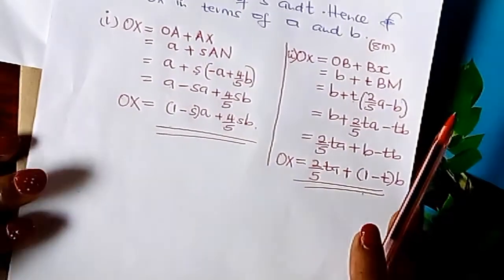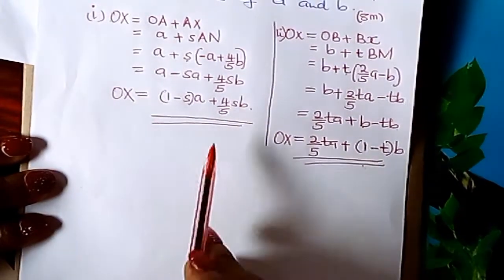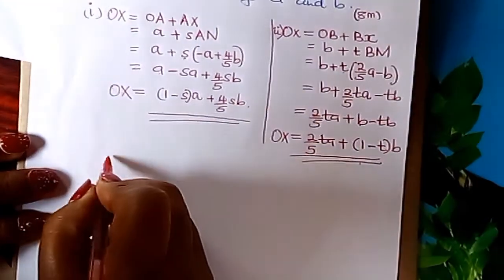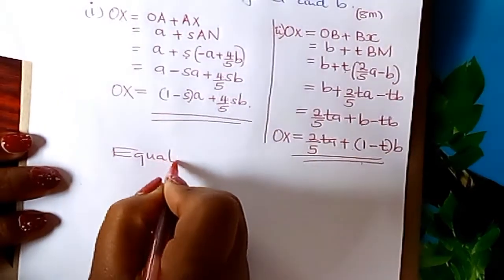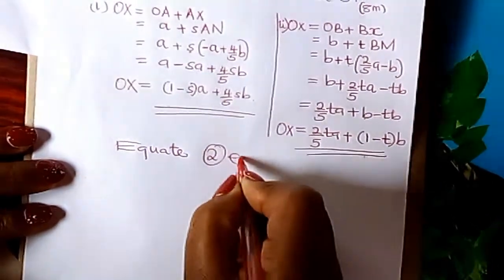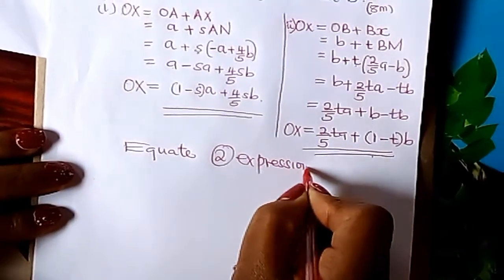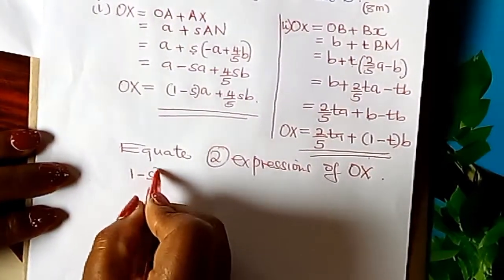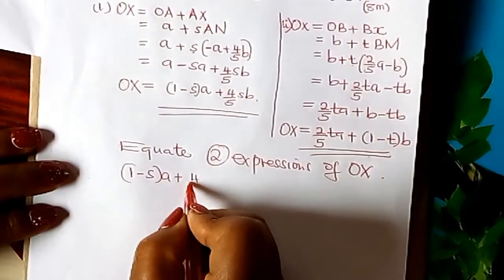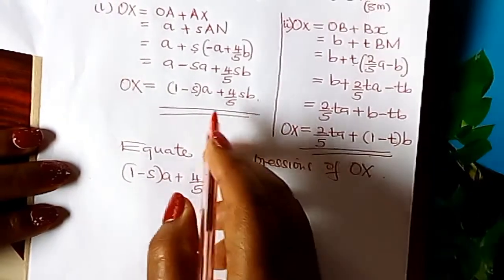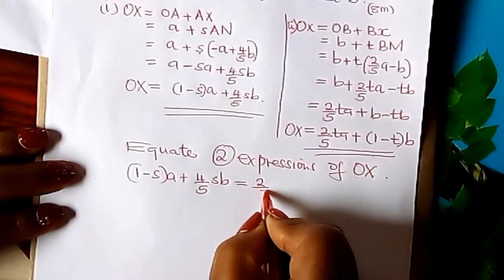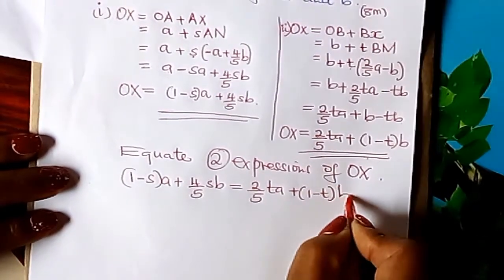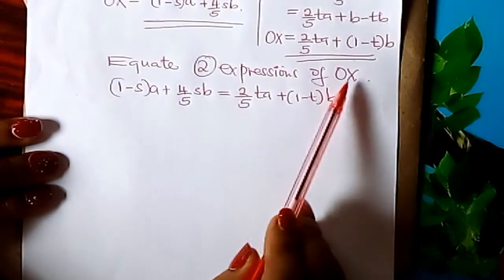Lana, we did a similar one in this channel. And we said that if you are told to find these s's and t's, what you do is that you equate. You equate the two expressions of OX, Lana. So you take the first one, you write it here, plus 4 over 5 sb, the first one, is equal to the second one, Lana. We have equated the two expressions of OX.